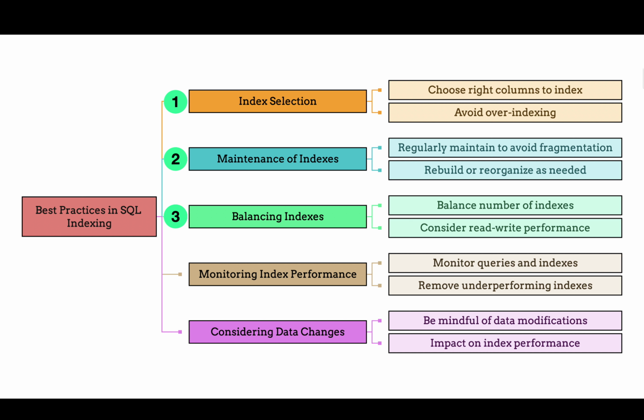3. Balancing indexes. Find a balance between the number of indexes and the performance benefit they provide. More indexes can improve read performance but may degrade write performance. 4. Monitoring index performance. Continuously monitor the performance of queries and indexes. Remove indexes that are no longer used or that contribute little to performance improvement.